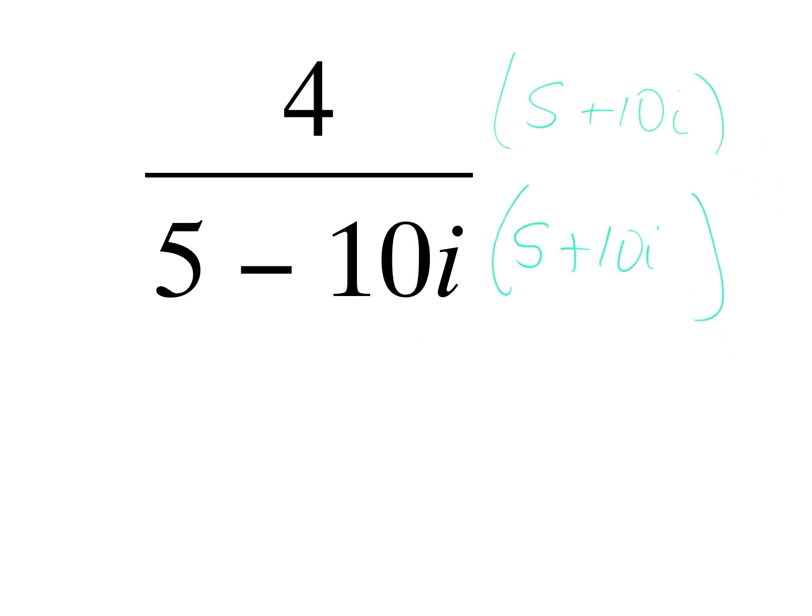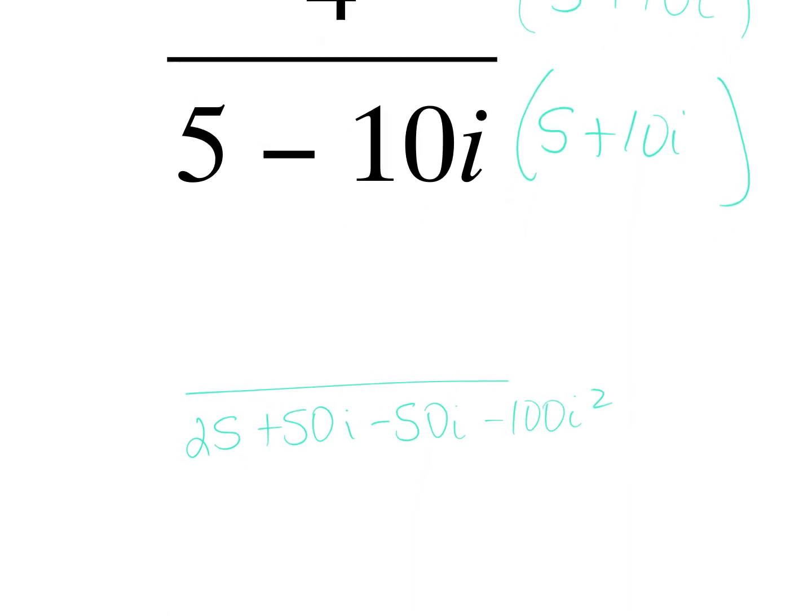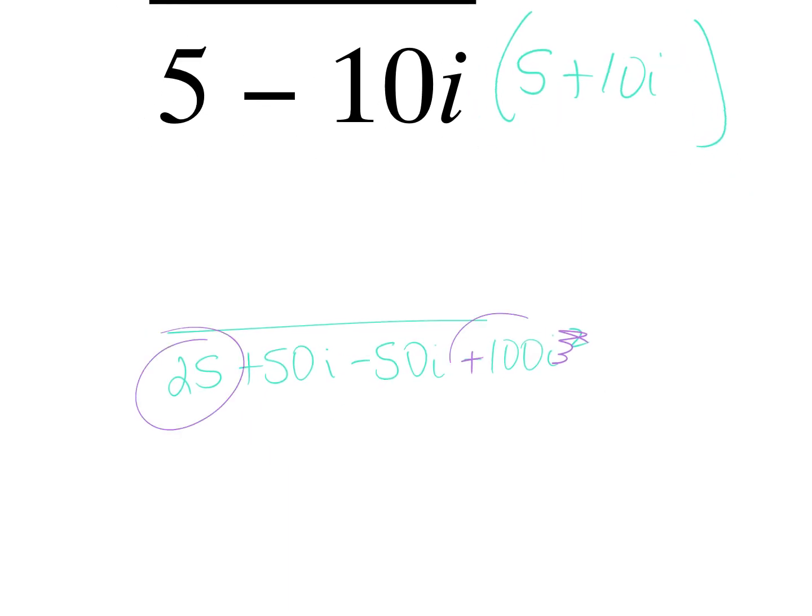So 5 times 5 is 25. 5 times 10i is plus 50i. Negative 10i and 5 is minus 50i. And negative 10i and positive 10i is minus 100i squared. I see that i squared, I cross it off, I change that sign in front. So now my reals are 25 plus 100, which is 125. What happens with a positive 50i and a negative 50i? They cancel, which is exactly what we need.